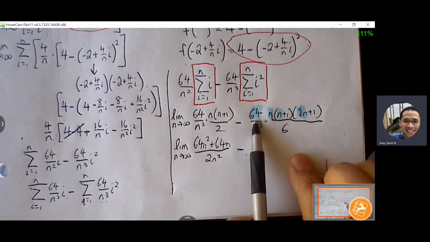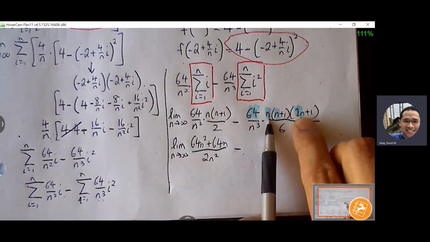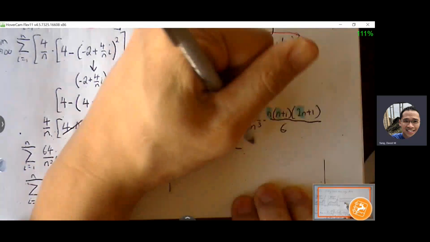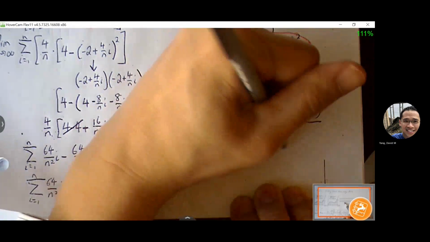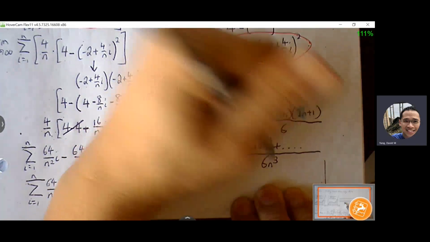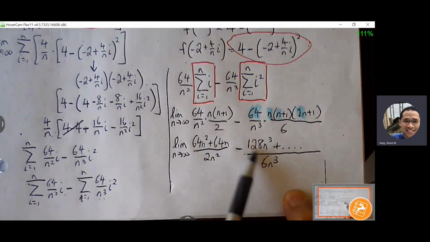So if I multiply the 64, the n, and 2n, that gives me 128 n to what power? n to the third, right? Okay. There are other terms, dot, dot, dot, but we don't have to spend the time to worry about that because we know that we have what we need to get our limit.